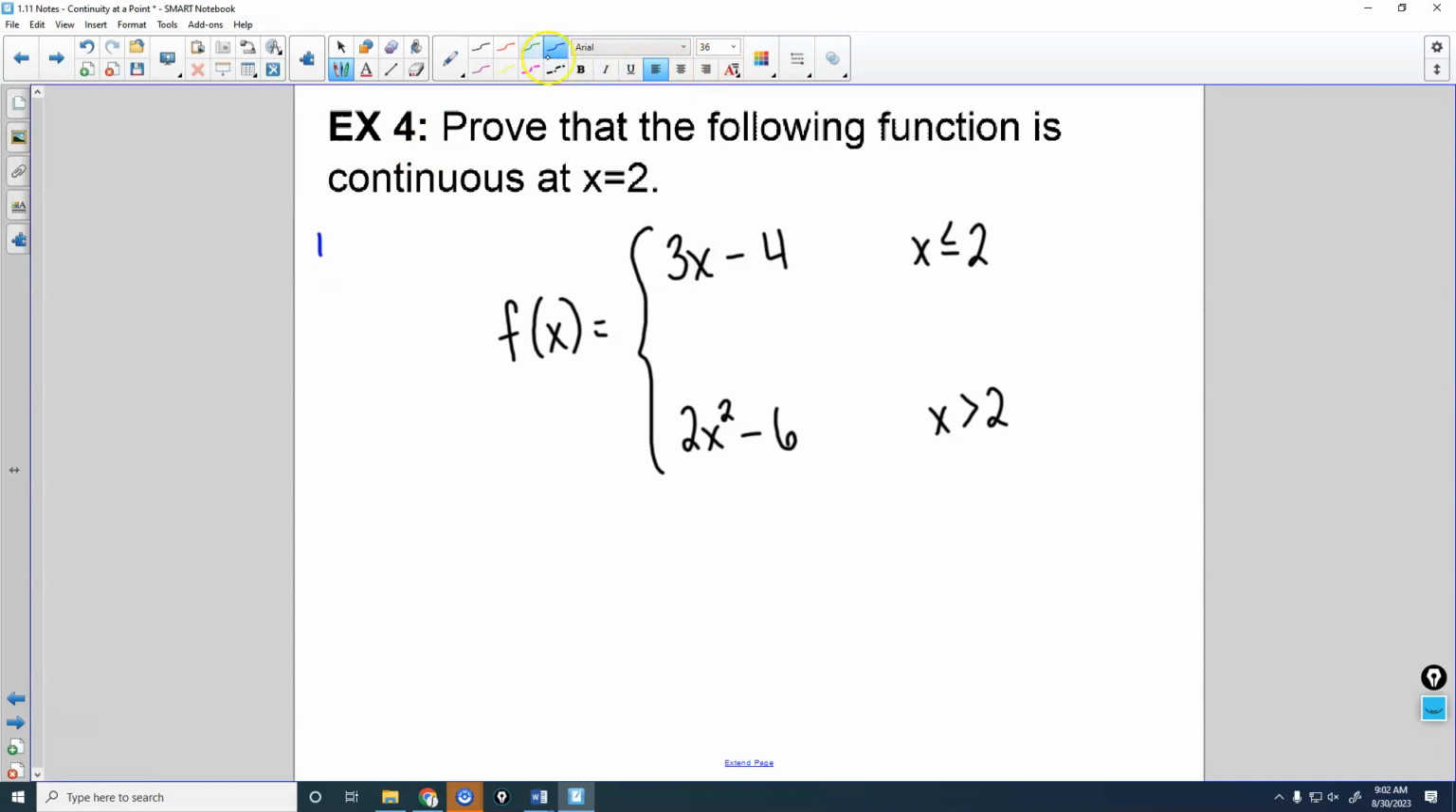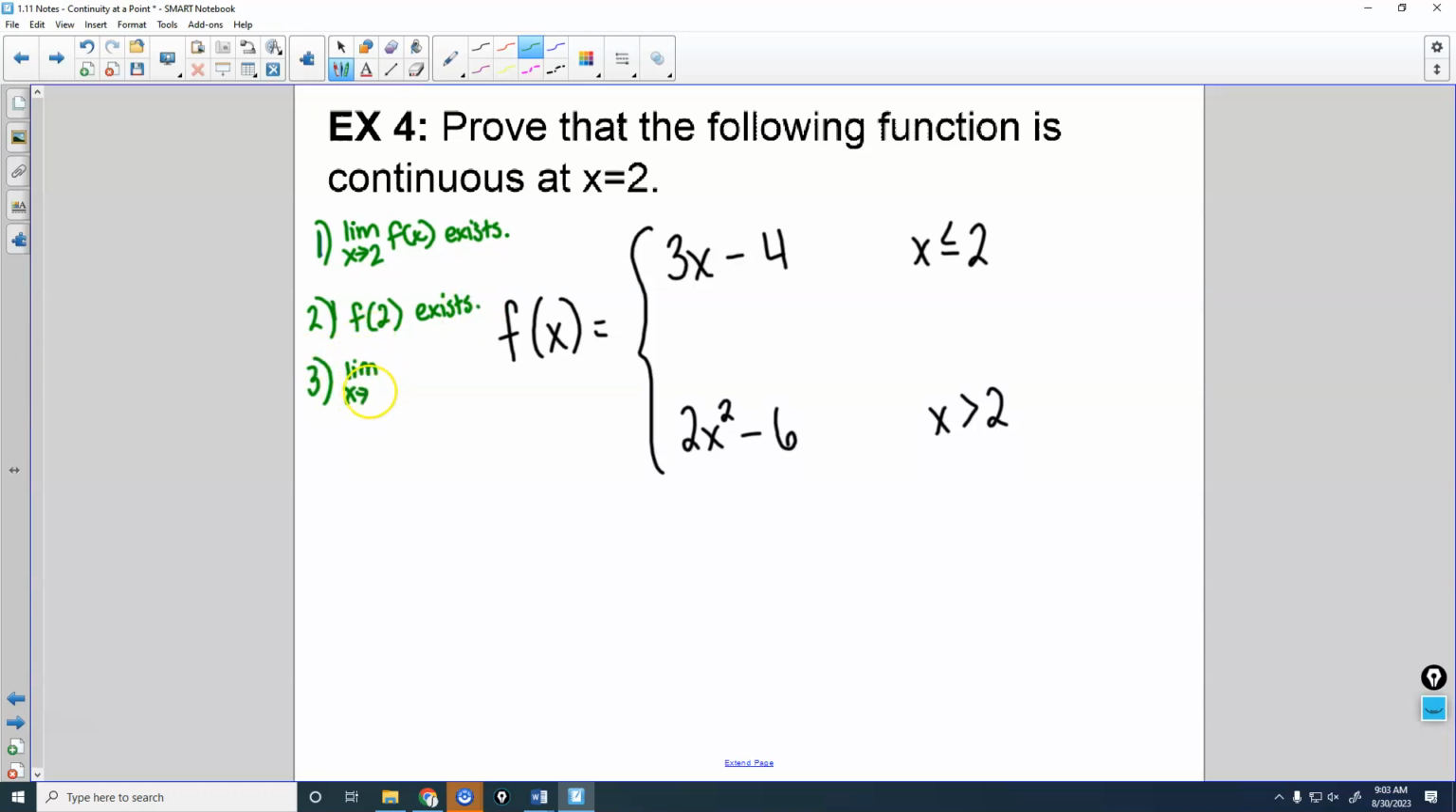I'm gonna jot them down up here just to remind myself of what I got to prove. I got to prove that the limit as x approaches 2 of f of x exists. I've got to prove that f of 2 exists. And I've got to prove that the limit as x approaches 2 of f of x equals f of 2. All right, and I've got to state all of those things.